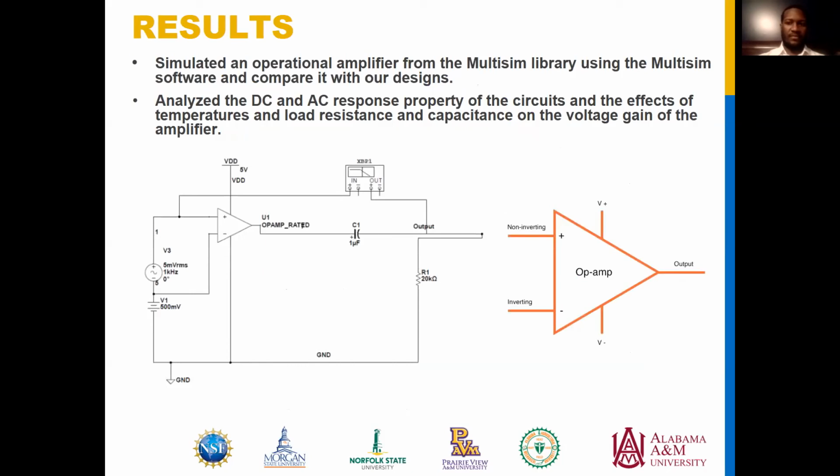We simulated an operational amplifier from the Multisim library using the Multisim software and compared it with our designs. We analyzed the DC and AC response properties of the circuits and the effects of temperature and the load resistance and capacitance on the voltage gain of the amplifier. To the left is the layout, and to the right is the symbol.